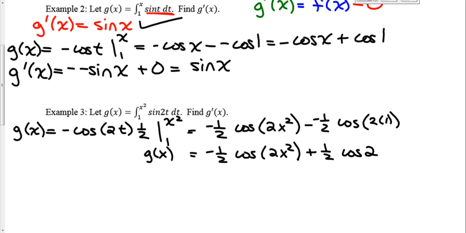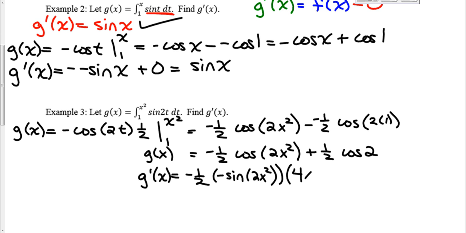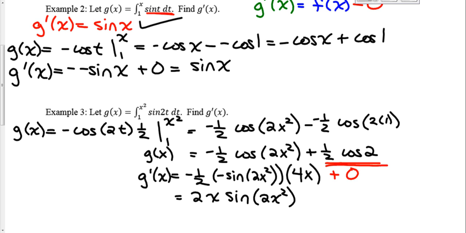So let's go ahead and find the derivative of that. So g prime is going to be, my negative 1/2 stays. The derivative of cosine is negative sine of 2x squared, the same thing, times the derivative of the inside, which is 4x. And this 1/2 cosine 2 is a constant, so that would be plus 0. So let's just simplify this up just a little bit. My negatives make this positive. I have a half and I have a 4, which leaves me with 2x sine of 2x squared.